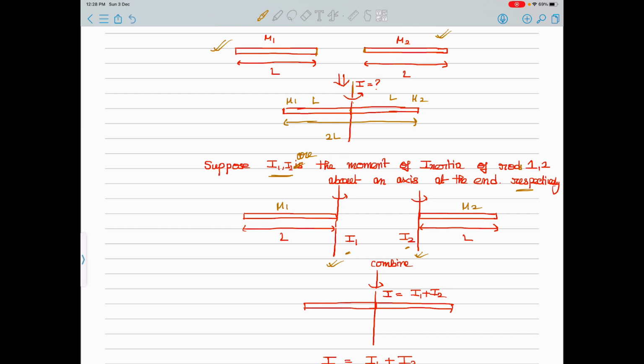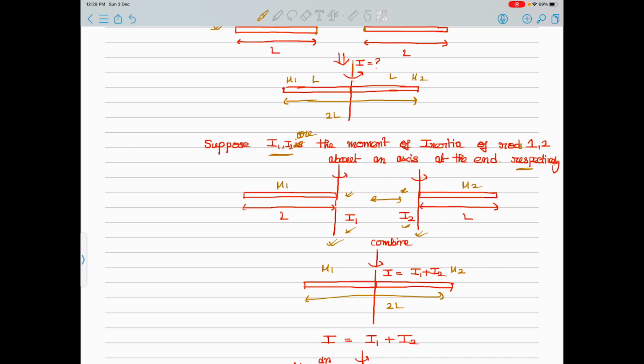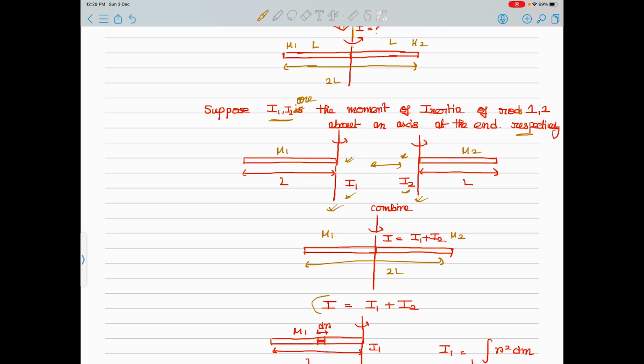But if we combine these two now, then it is a combination of I1 and I2. The moment of inertia finally after this combination, which we need to find out, so that this becomes 2L, and this is having mass M1 and this is having mass M2. If we combine this, I will be equal to I1 plus I2. Simple, just scalar addition. Now we need to find out what is I1, what is I2.